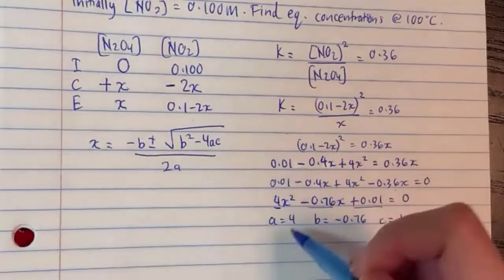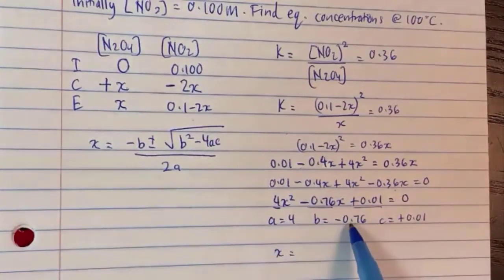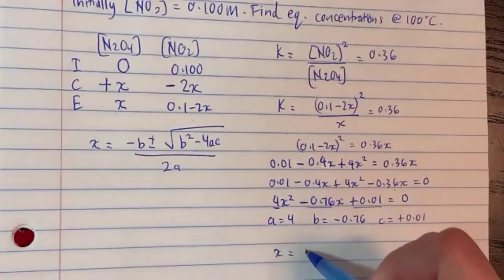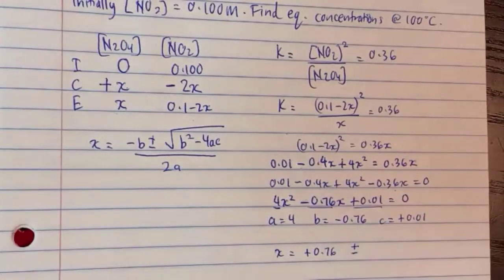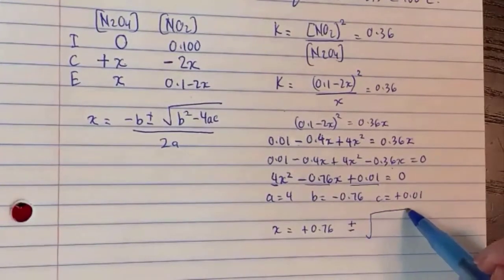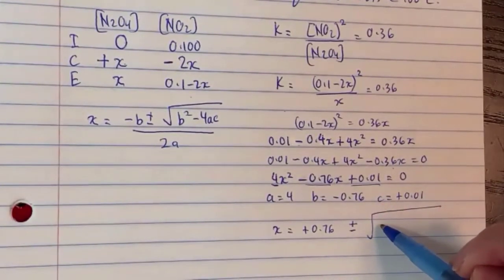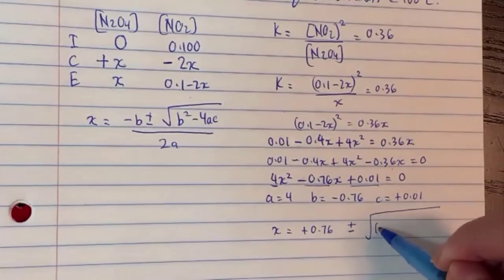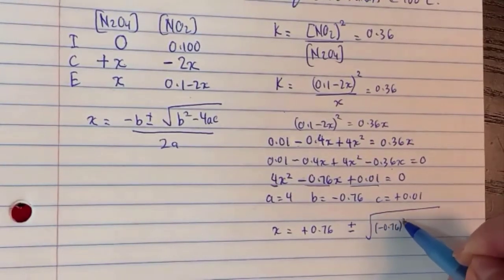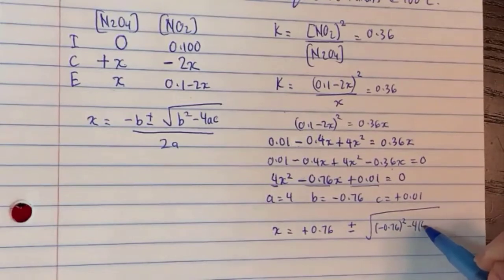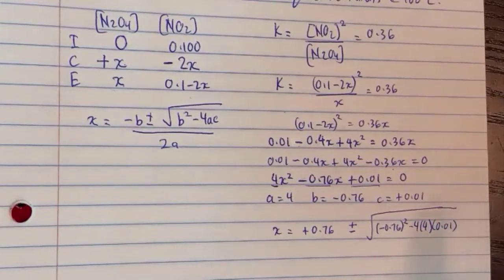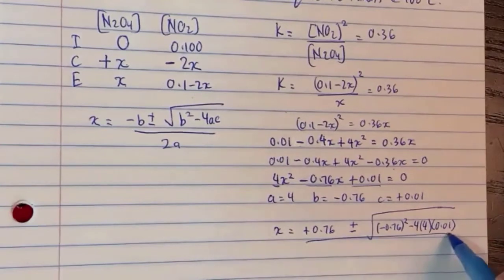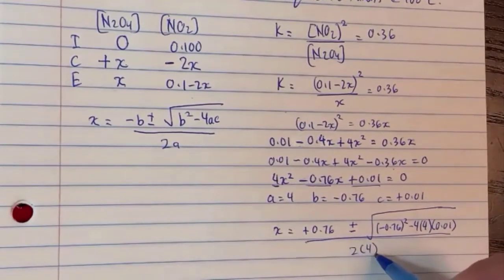So my x here equals minus b. So minus b is just positive here, so positive 0.76. And then you have to have 2 options, plus and minus. That's why we get 2 answers here. And then put the b squared and 4ac in there. So b squared is 0.76 squared, so I'll put negative 0.76 and square that. Minus 4, A is another 4, C is 0.01, okay? That term is under the square root, and then over 2A, which is 4.